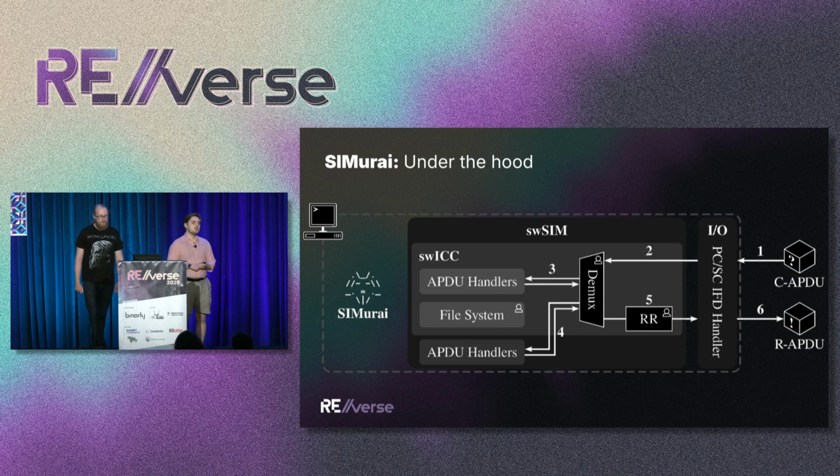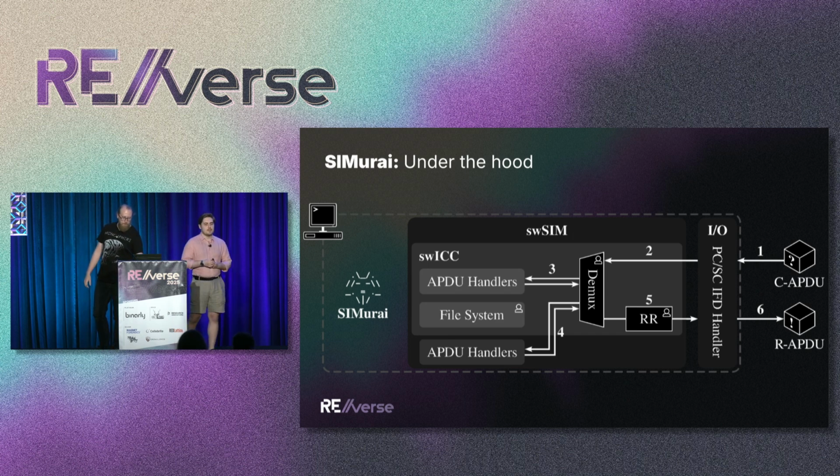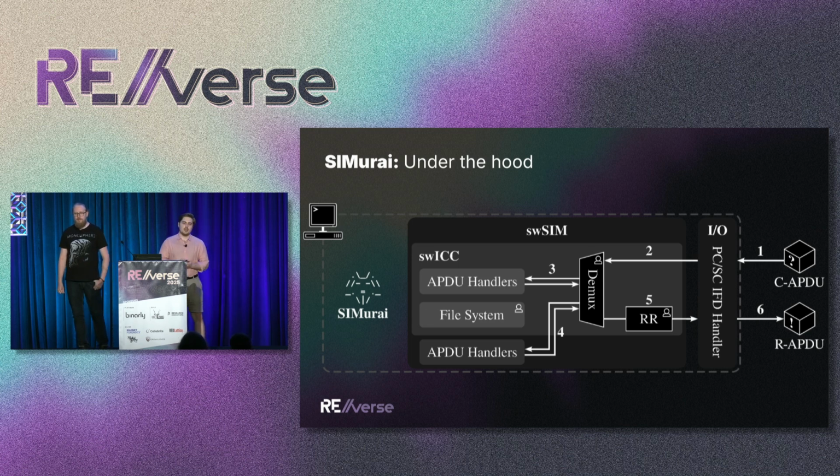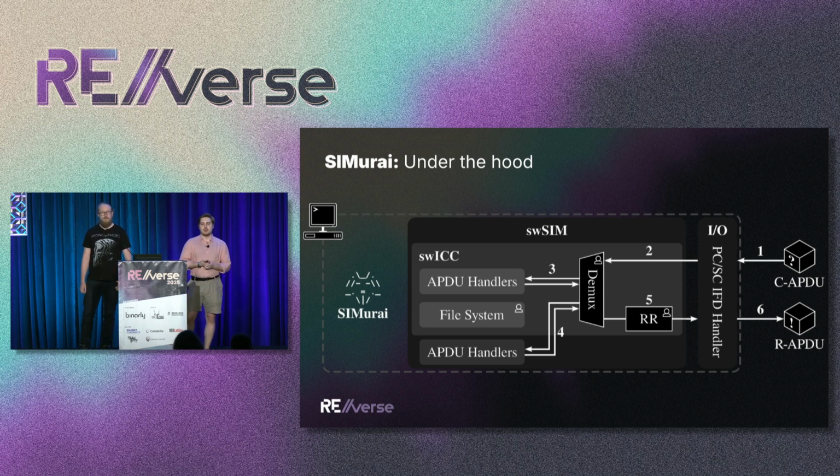So if you look under the hood of Simurai, you essentially see this design. On the right, you can see the CAPDU, which is the command coming in from the phone. And what's coming out is the RAPDU, which is the response that the SIM produces containing the data and the status word. If we trace that CAPDU, it first goes through this I/O layer, where we've created a virtual card reader. It will appear as a physical card reader, but internally it is fully software, and it's always plugged in, quote unquote.